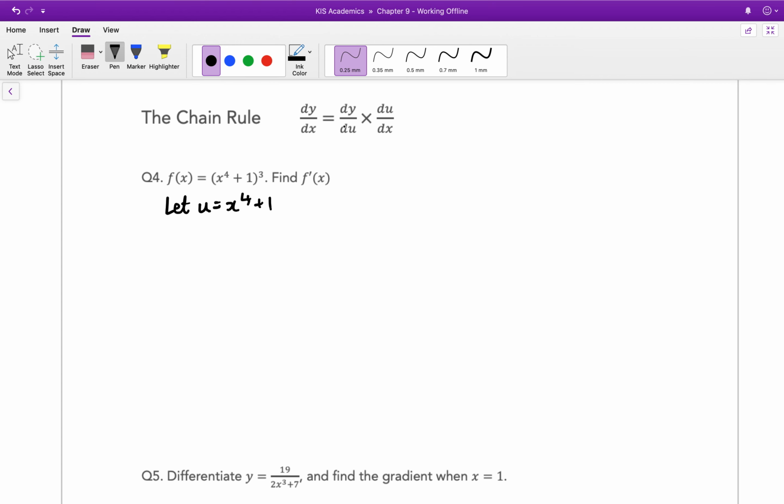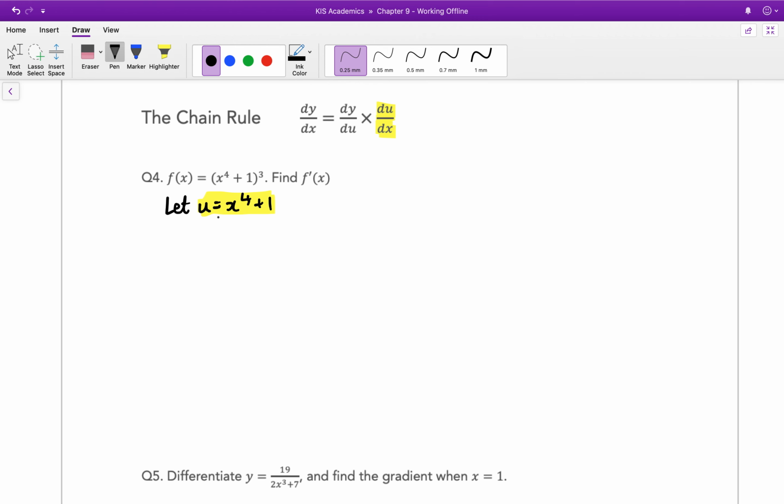And what we're essentially doing here with the chain rule is we're going to be differentiating this function, and that is our du/dx. So du/dx means that we're differentiating u with respect to x. And we're going to multiply that with dy/du. So we're going to be differentiating y with respect to u.